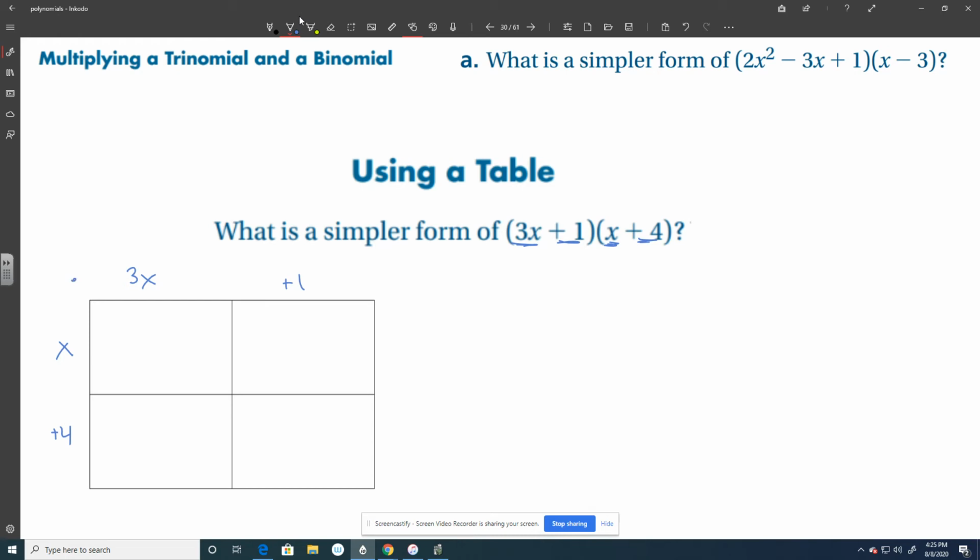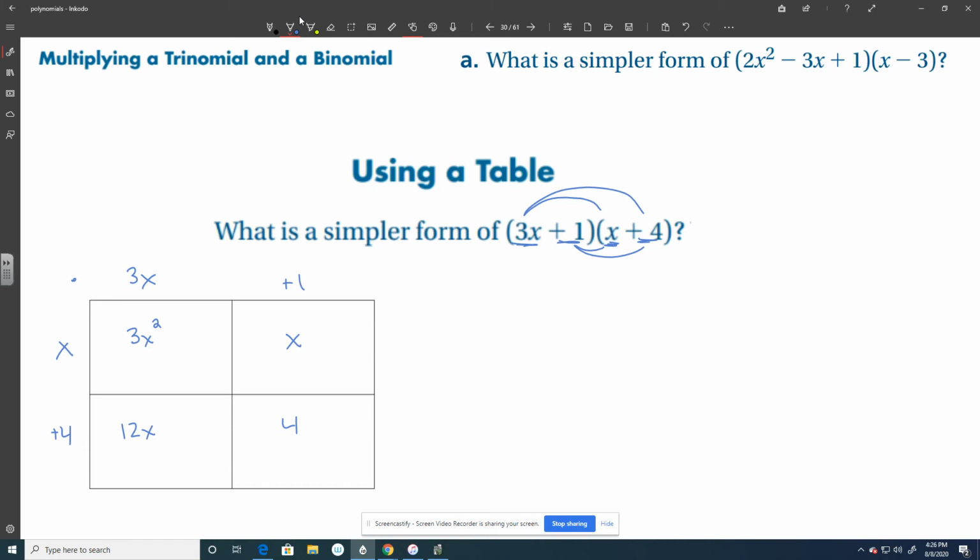And then I'm going to multiply everything. I'm going to take 3x and times it by x. And that's 3x squared. Then I'm going to take 3x and times it by 4. And that's 12x. Then I'm going to take 1 and multiply it by x, which is just 1x. And then I'm going to take 1 times 4, which is just 4. So I'm doing the exact same thing. I took 3x times x, then 3x times 4, then 1 times x, and then 1 times 4. So I'm pretty much doing the same process, but the table might help you organize that a little bit easier.